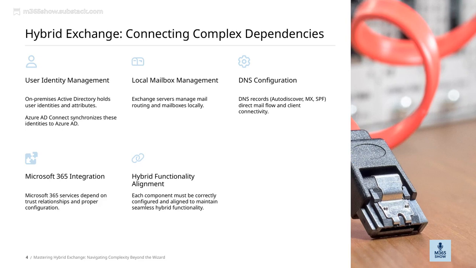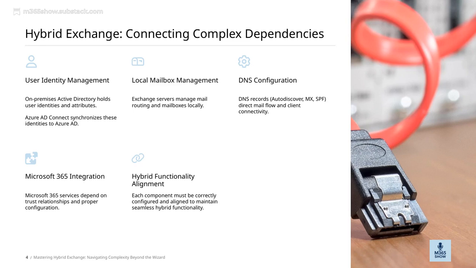When working with hybrid exchange, it's essential to understand that every component needs to be correctly configured and properly aligned. This is what ensures that our hybrid environment functions smoothly without hiccups. One of the core aspects is hybrid functionality alignment. Microsoft 365 services rely heavily on trust relationships and accurate configurations. If these aren't set up correctly, the whole system can break down or become unreliable.